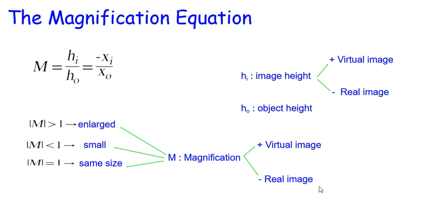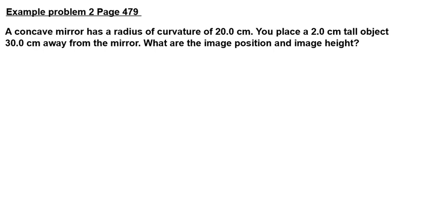Okay? Now, let's go to the number. If the number is more than 1, whatever the sign is, we are not talking about positive and negative. We are talking about the digit itself. If the number is more than 1, the image is larger than the object. If the magnification is less than 1, the image is smaller than the object. If the magnification is 1, the image has the same size as the object. So we are going to deal with these two equations, and we use them to solve problems like this one. Example problem 2, which is on page 476.